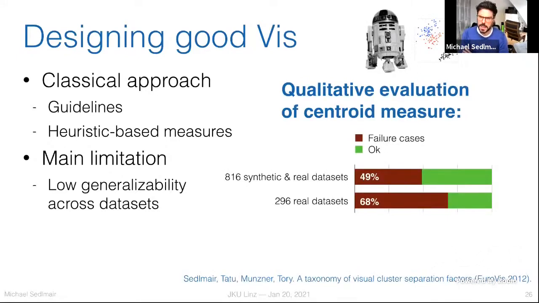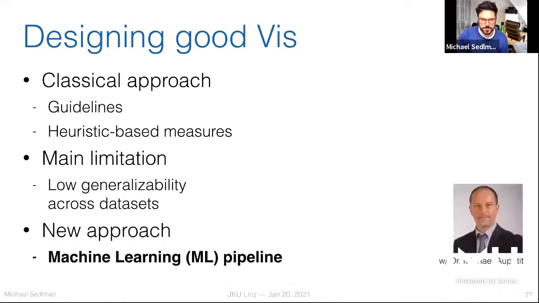We did a qualitative evaluation of the centroid measure, but also of other measures, and we used them for looking at 816 different scatter plots. By qualitatively inspecting how a human would judge them and how the metrics judge them, we found that in almost half of the cases, the measures actually failed to model human perception. And if we just took the scatter plots sampled from real data sets, then in almost 70% of the cases, the measures had some sort of issue. So this is probably not the final answer.